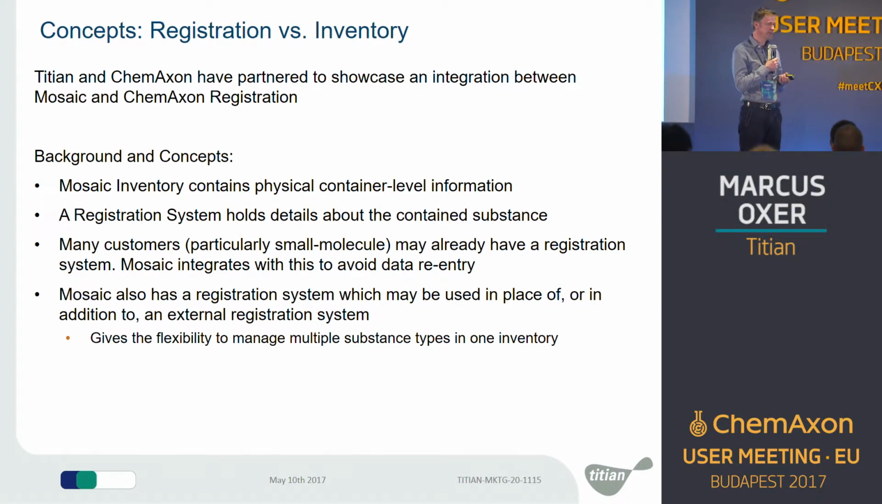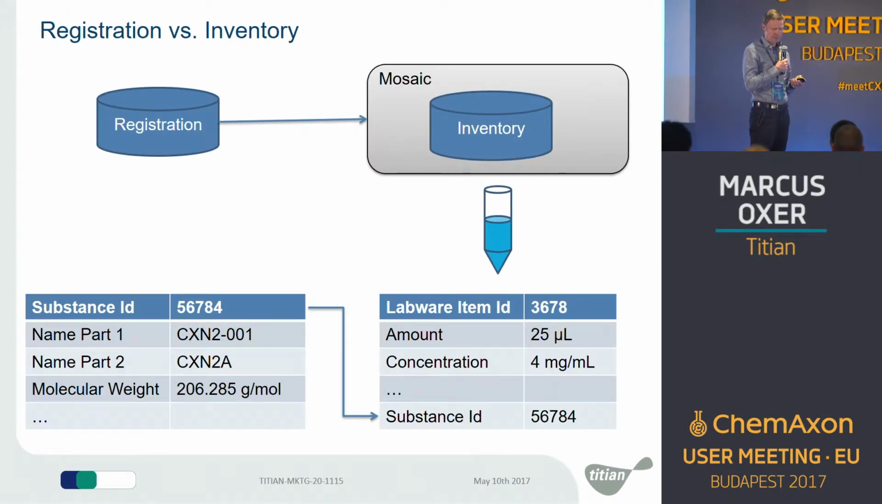Just as a side, Mosaic also has a registration system. It's not a fully featured competitor to ChemAxon's registration system, but it's useful to be able to manage other substances in the same inventory if you want to do that alongside your compounds. That's just a picture graphic that says the same thing.